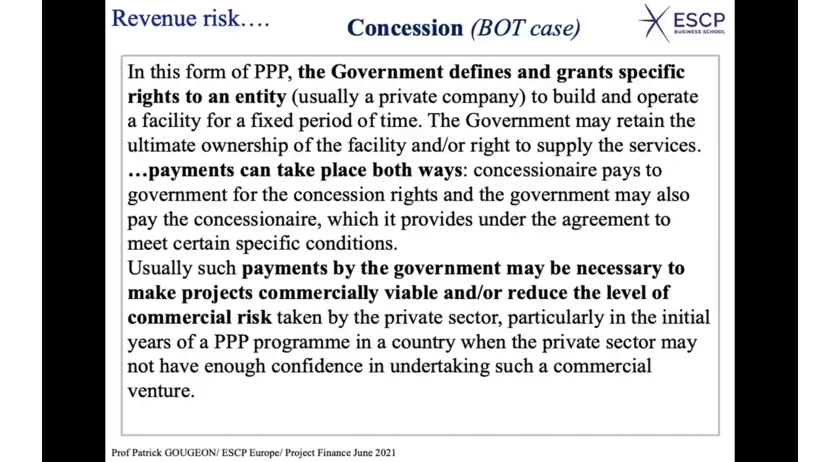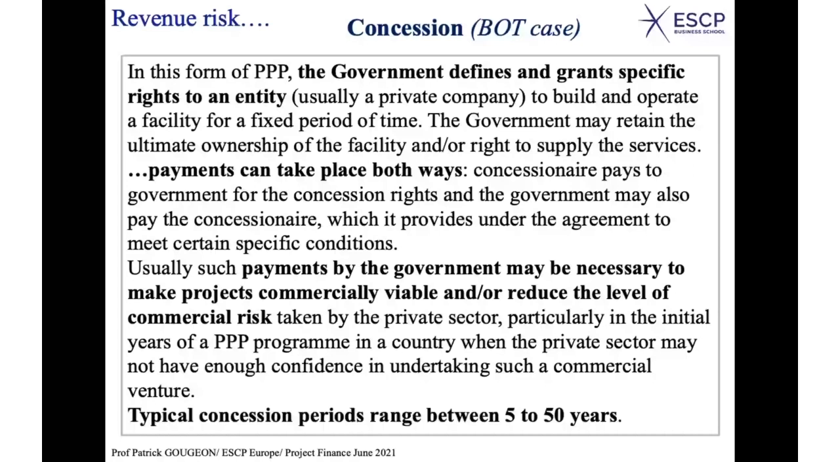Typical concession periods range between 5 and 50 years. It's a very large range, but it depends on the type of project. And you can use it for many types of public infrastructures. I mentioned the case of roads, airports; it can be power plants, it can be jails, prisons. The British have done this a lot. So the private entity would build prisons and so on, and they might operate them in the future. Any public facility can be developed in this way.